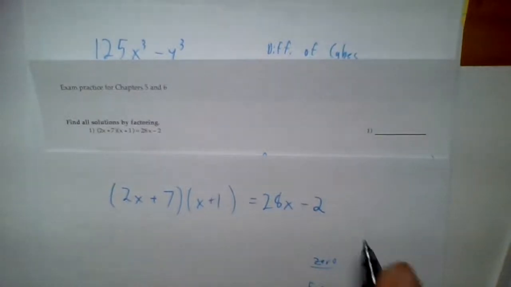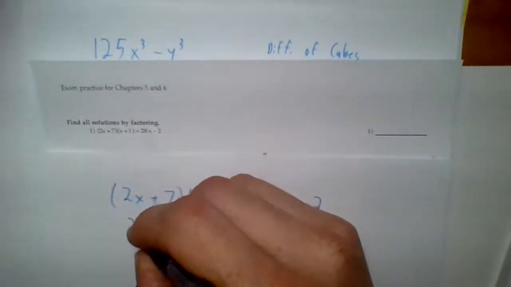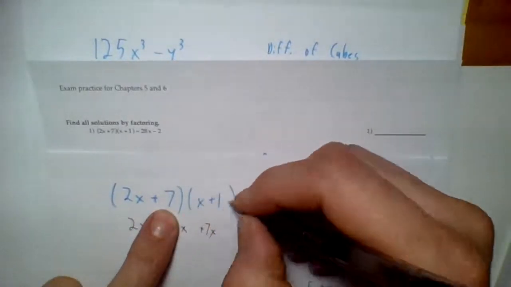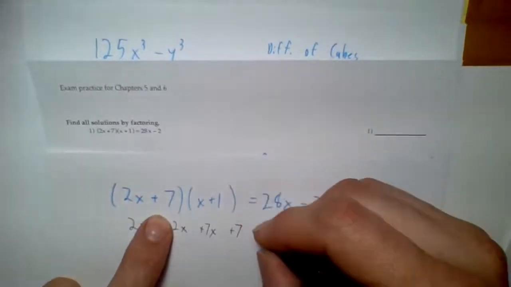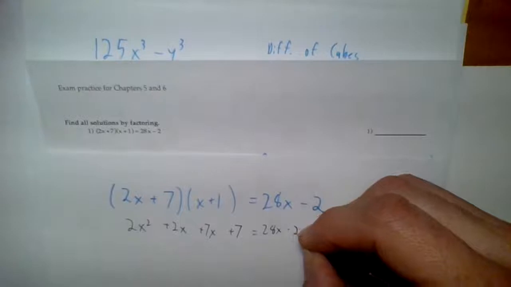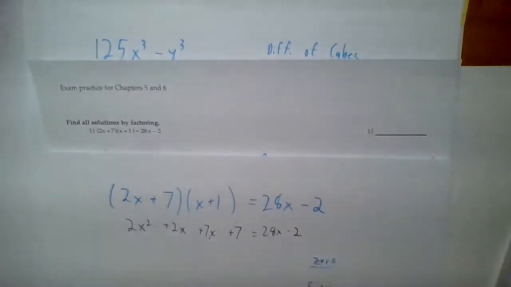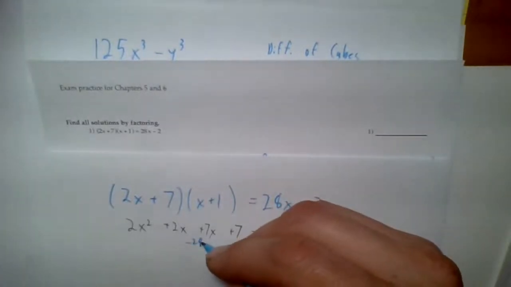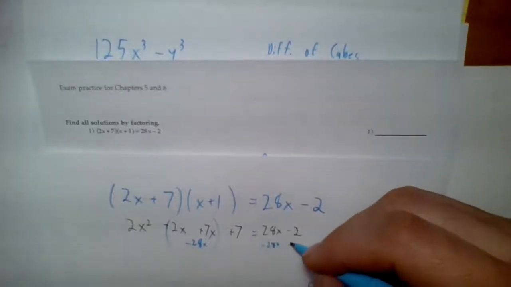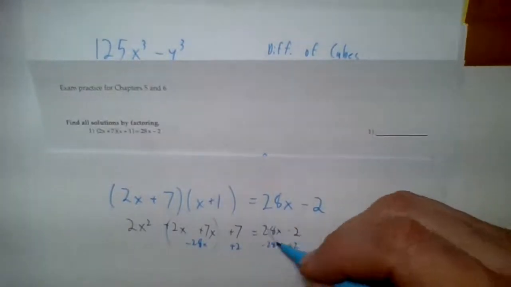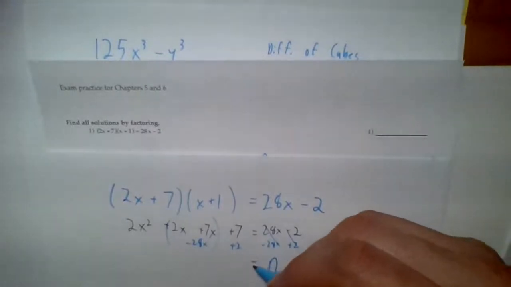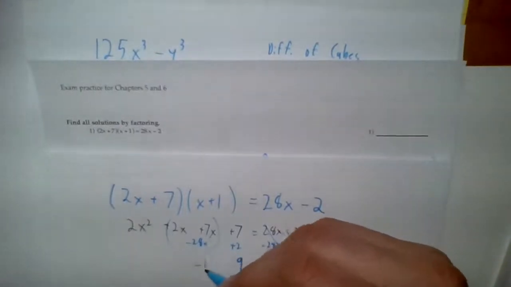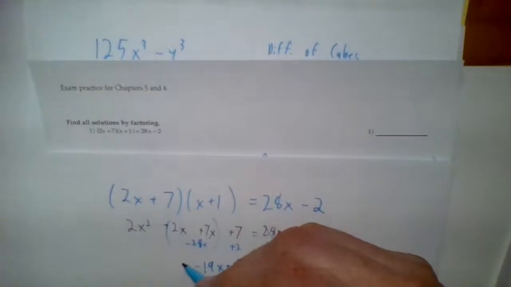So 2x times x is 2x squared. 2x times 1 is 2x. 7 times x. So this is the multiplication that we got good at before. I have some like terms to combine, but I also have some terms to get rid of to get my zero. So I'm going to subtract 28x from both sides, and then add 2 to both sides to get 0 here. That'll leave me the 0 on one side that I want. 7 plus 2 is 9. This is 9x minus 28x, a difference of negative 19x, and 2x squared.